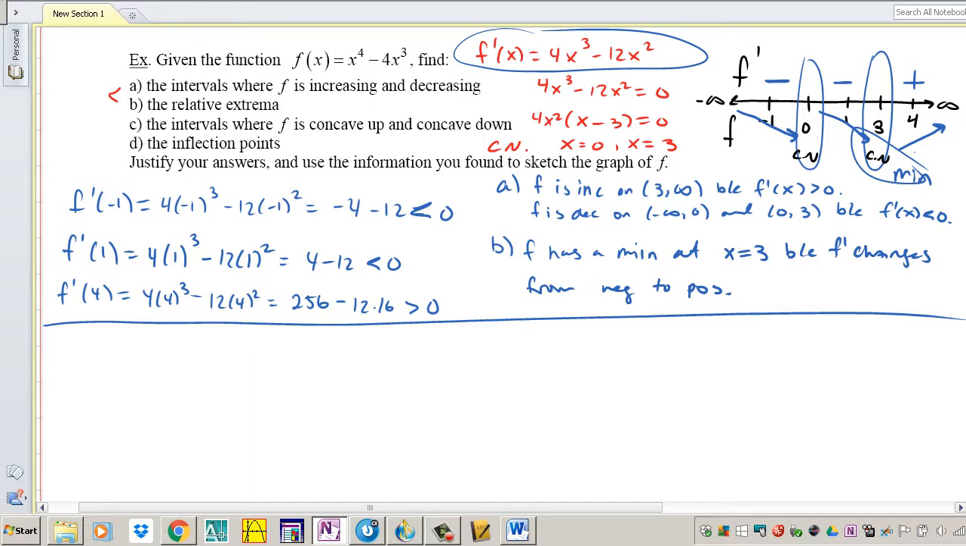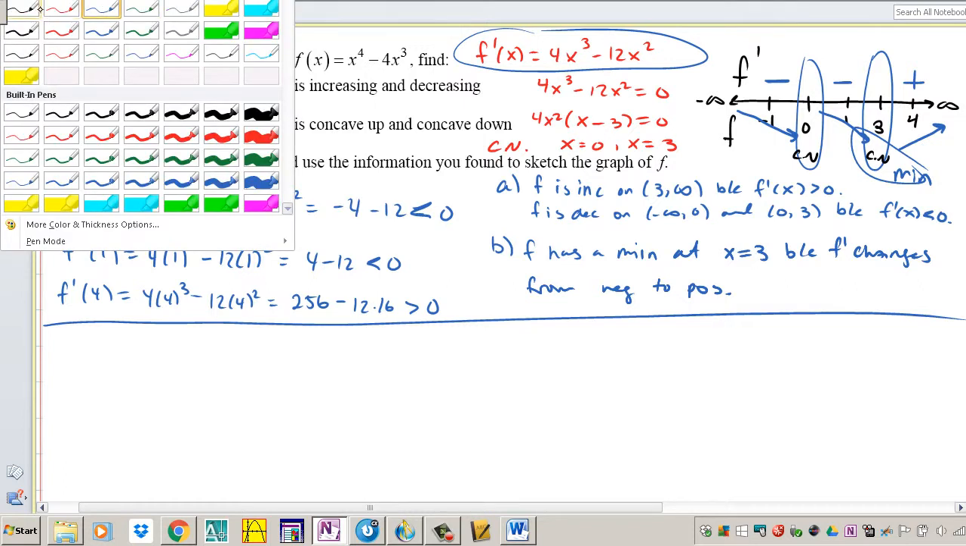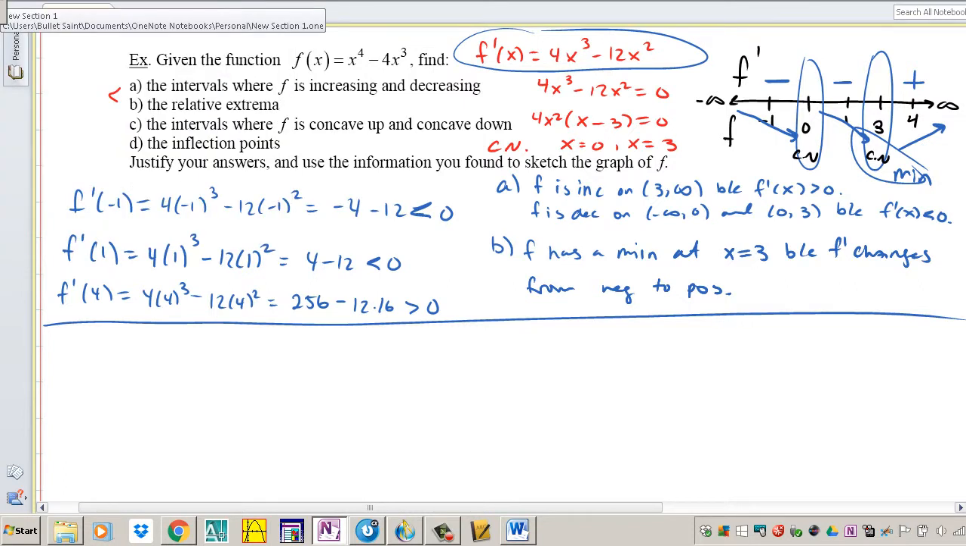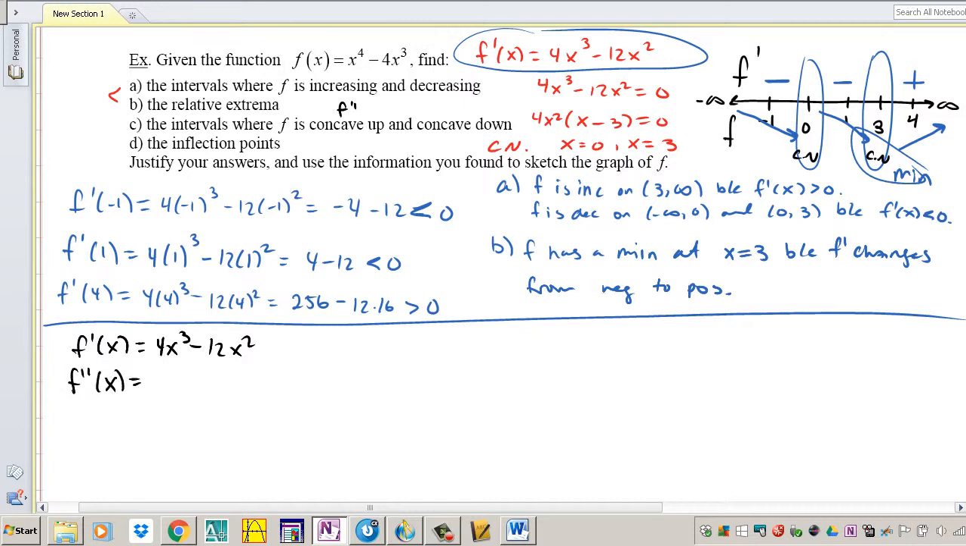Okay, now letter C. We want to find the intervals where f is concave up and concave down. So to find concavity, we need to find a second derivative. We need to find f double prime. So if f prime is equal to 4x to the third minus 12x squared, then f double prime is equal to 12x squared minus 48x.